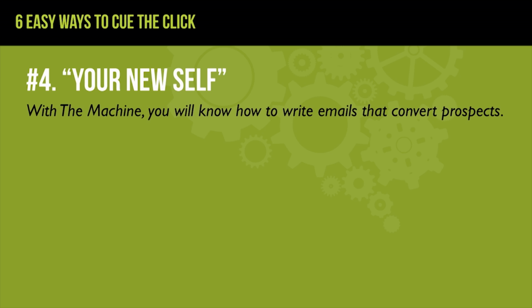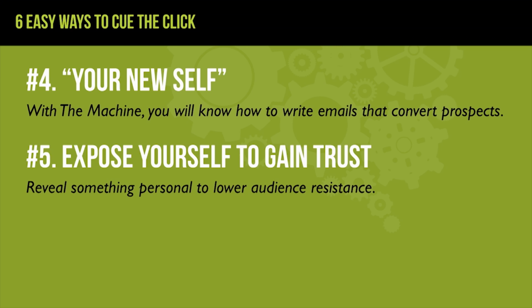Your new self. This is all about presenting people with who they are once they purchase. You're speaking to the end result, the place they want to be. This is them living in their mansion on the hill once they've made their first million dollars. With the machine, you will know how to write emails that convert prospects. People are stressed out about writing emails. Once you've been through this, when you're on the other side, this is you.